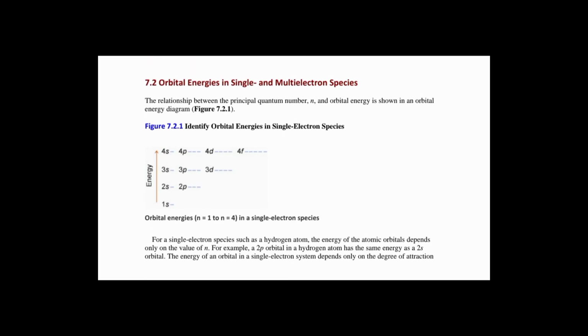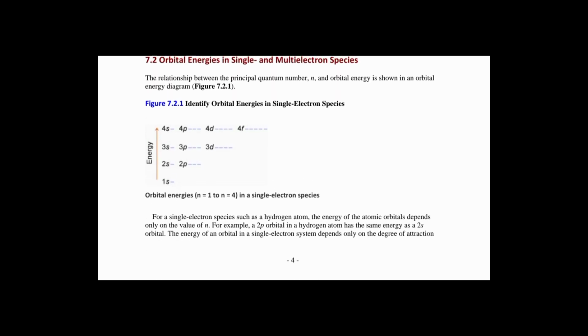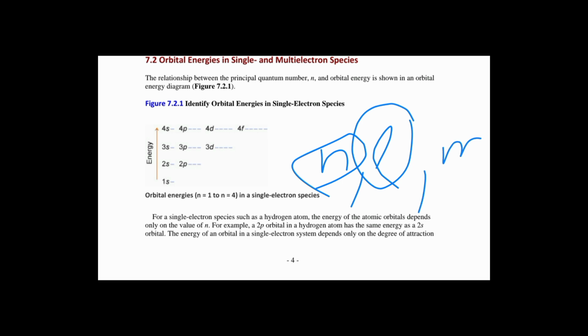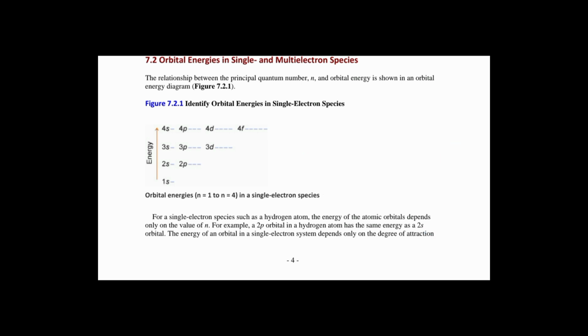Relationship between the principal quantum number and the orbital energy. You have to prepare the quantum numbers first. At least you have to remember there are four quantum numbers: n, principal quantum number; l, azimuthal quantum number; m, magnetic quantum number; and s, spin quantum number.